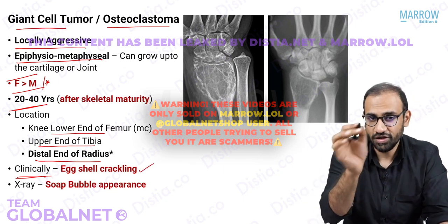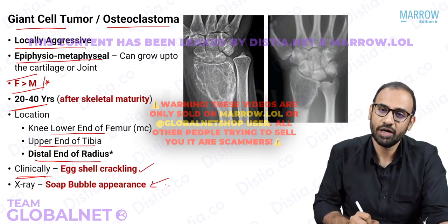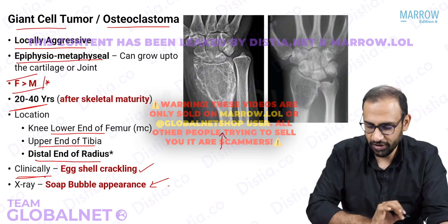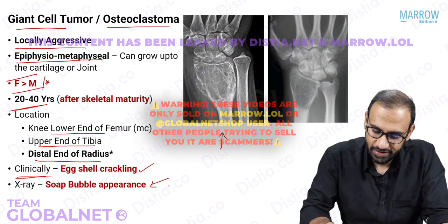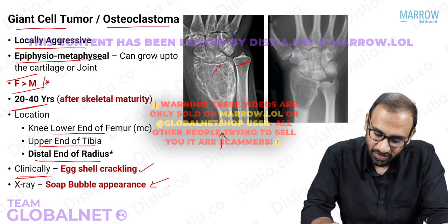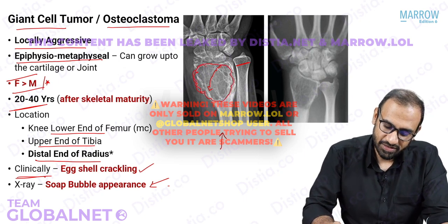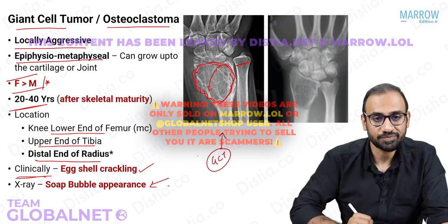Radiologically, this destruction is described as soap bubble appearance. So look at this X-ray now. What is this X-ray showing you? Step by step, work it out. Which part of the body are they showing you? They're showing you the wrist, right? Wrist. Second, the growth plate is fused, means skeletally mature. The lesion has started in the epiphysis, moved into the metaphysis. There is destruction here, and this appearance is described as soap bubble appearance. This is your giant cell tumor.